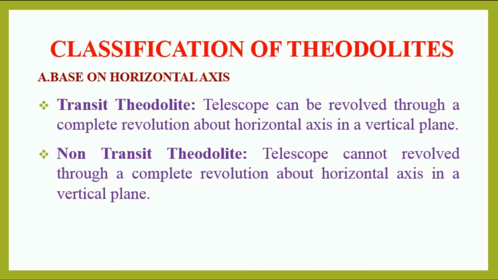Classification of theodolite based on horizontal axis and based on angle. Based on horizontal axis, there is transit theodolite and non-transit theodolite. Transit theodolite means if the telescope can make a complete rotation about the horizontal axis, then it is said to be transit theodolite. Non-transit means the telescope cannot make a complete rotation about the horizontal axis, then it is said to be non-transit theodolite.